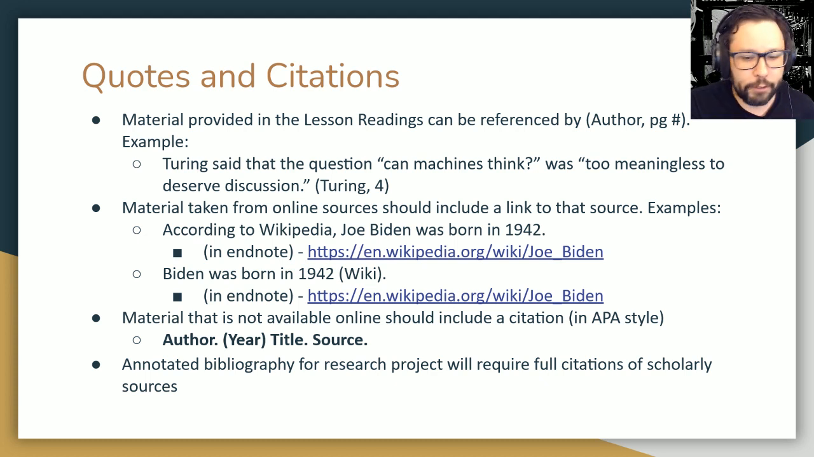So if it's material that we've already made available in class, then the author's name and page number is enough. That should be sufficient to make everyone in class aware of where that information came from. If you're using in-class material from other sources that I did not make available myself in the reading list, then give it a citation. If it's just a website, it might be enough to just give a link to that website. You don't need to give the full citation.